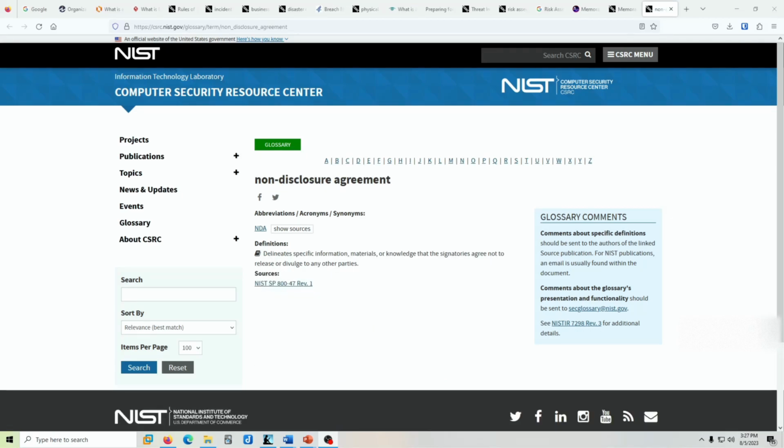And the last one on the list, non-disclosure agreement, NDA. A non-disclosure agreement delineates specific information, materials, or knowledge that the signatories agree not to release or divulge to any other parties. So this would come into play like if you have secret clearance, you're working as a military contractor or for an agency or something, you got secret clearance, you shouldn't be running your mouth. You're working for a company that has some intellectual property they don't want to get out there. They may have you sign a non-disclosure agreement before they do business with you.